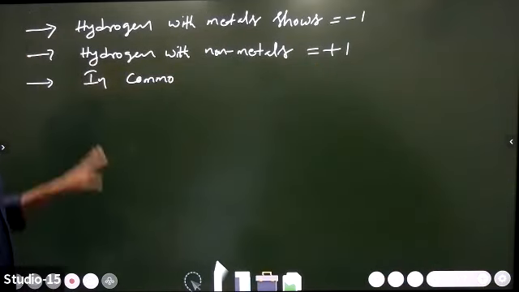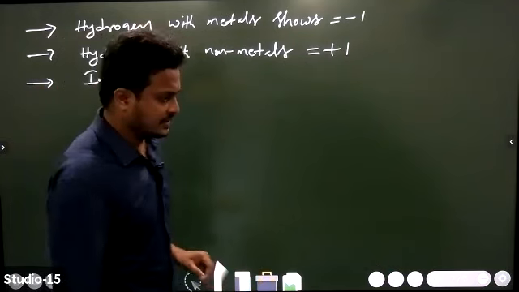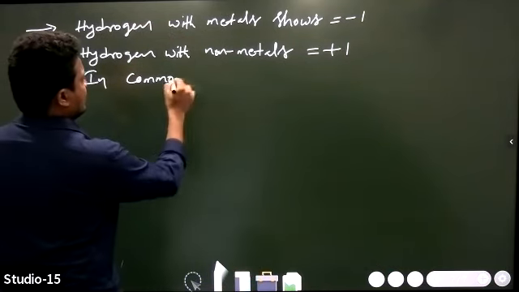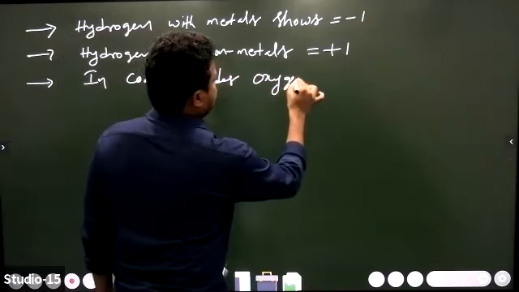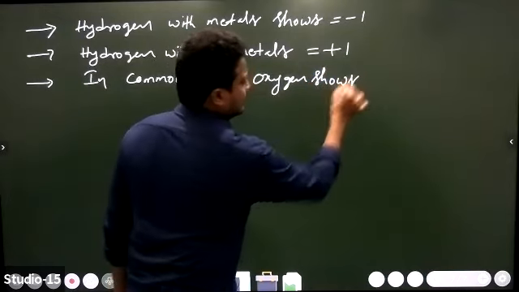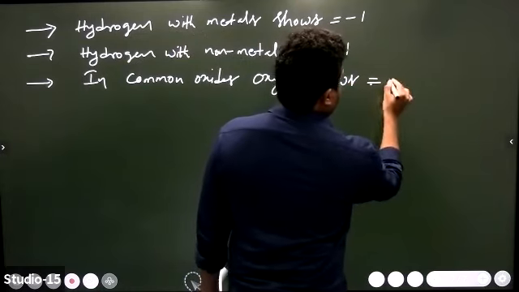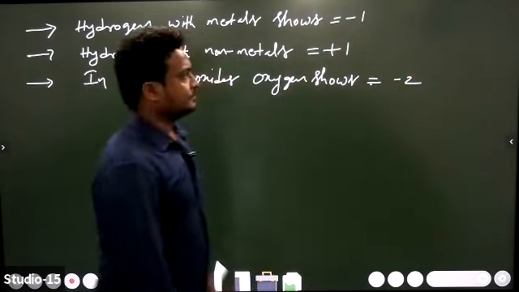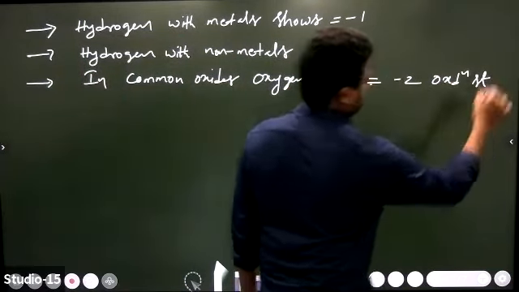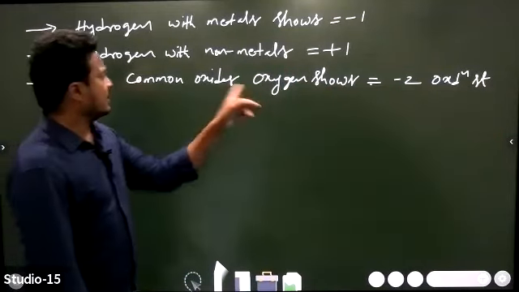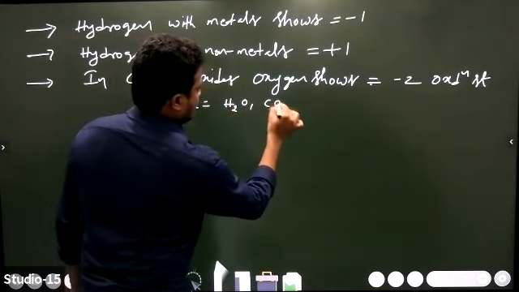Now, in common oxides, oxygen shows -2 oxidation state. This is most important one. In common oxides, oxygen shows -2 oxidation state. Examples of common oxides are H2O, carbon dioxide, etc.